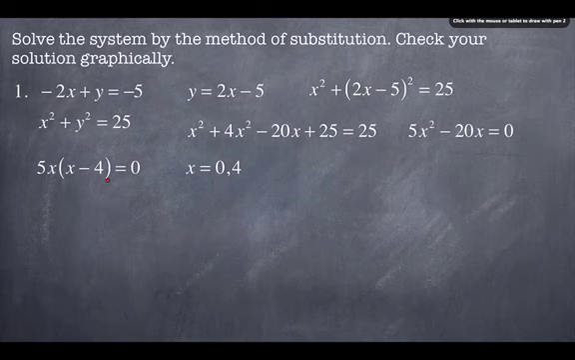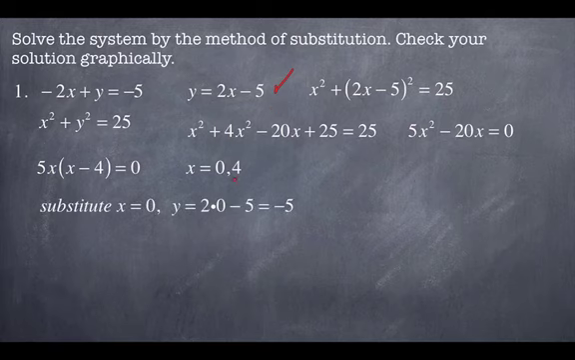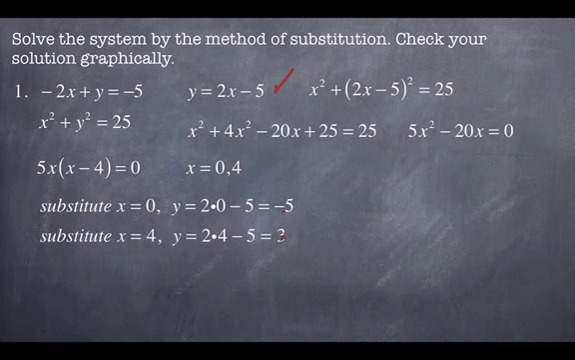From here, once you have your x values, you have to go back and substitute back into your equations, mainly this one. This one is easier to work with, and find your y value. Substitute x equals 0 first. In here, you get -5. Substitute x equals 4, you get 3. So this is your answer. These two intersect at 2 points, (0, -5) and (4, 3).